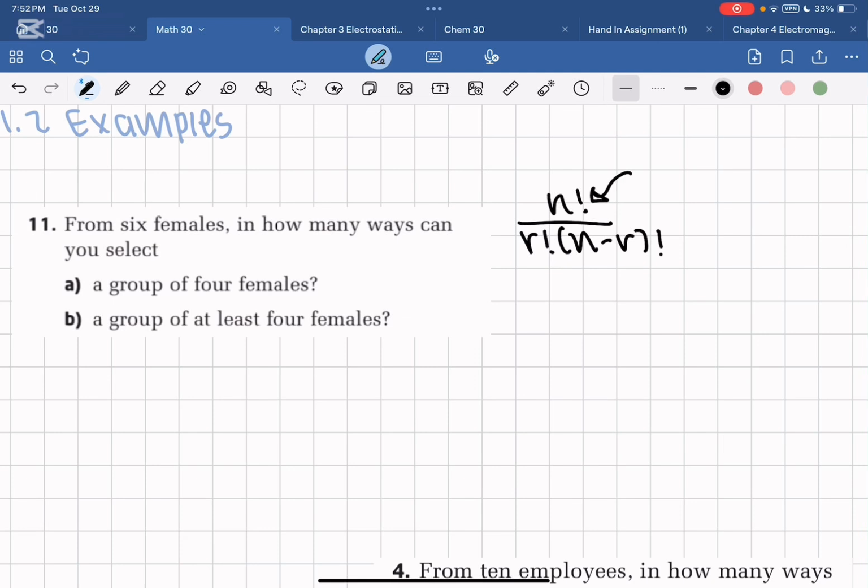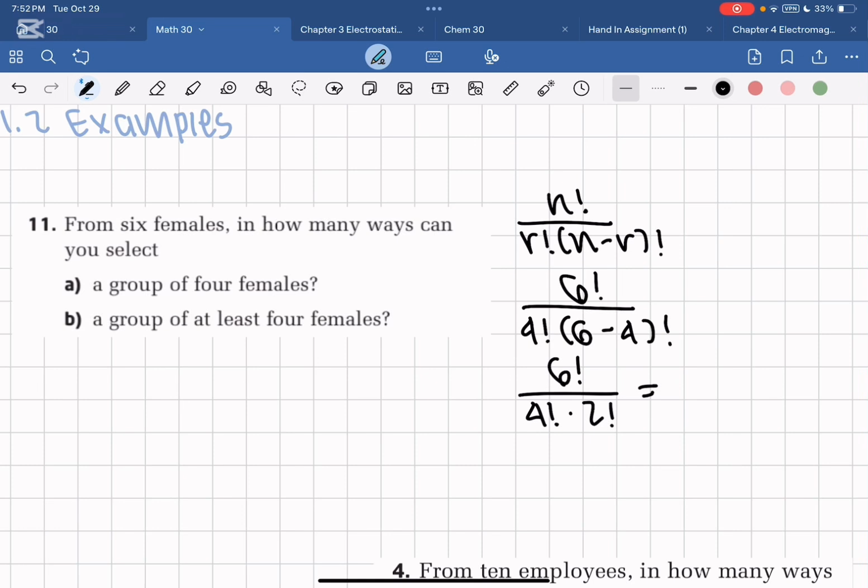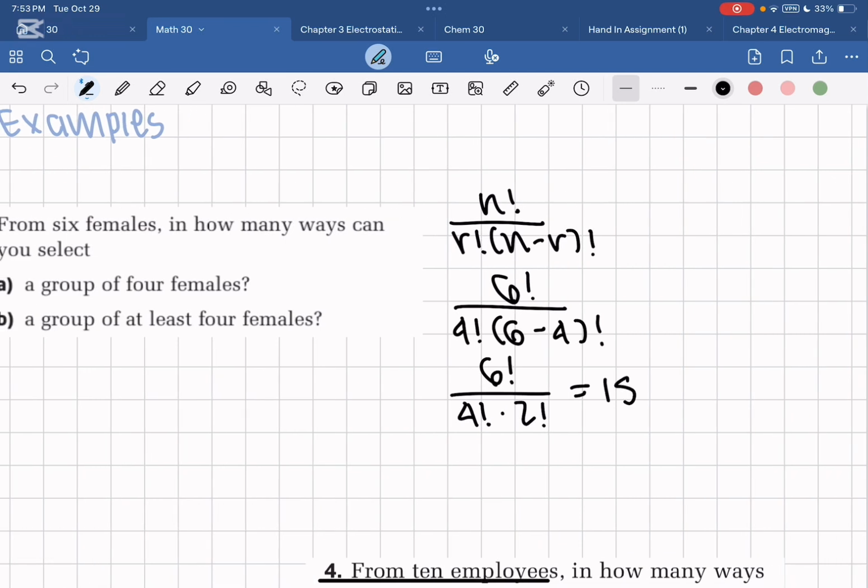N is the total amount and r is the amount you're focusing on. So it would be 6 factorial divided by 4 factorial times 6 minus 4 factorial, which can also be shortened to 6 factorial over 4 factorial times 2 factorial. And if you just do the math for this, which I will do very quickly, you get 15. That's all you have to do for the first question.